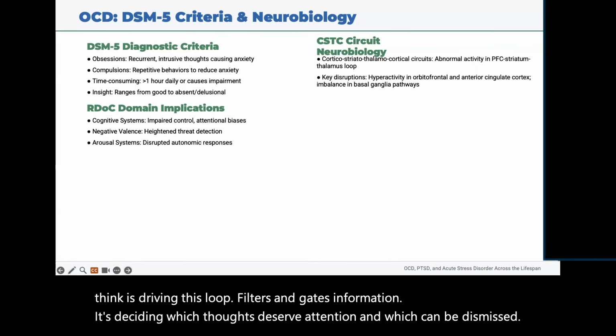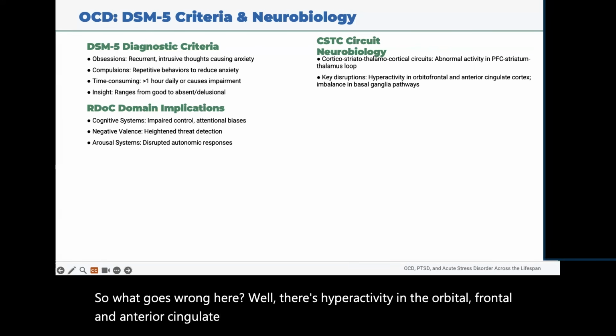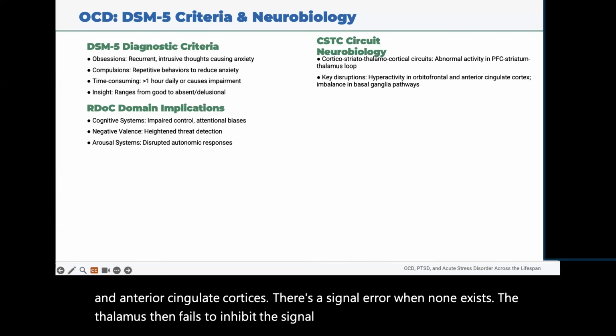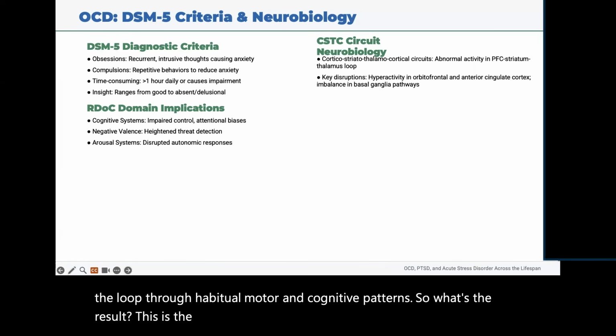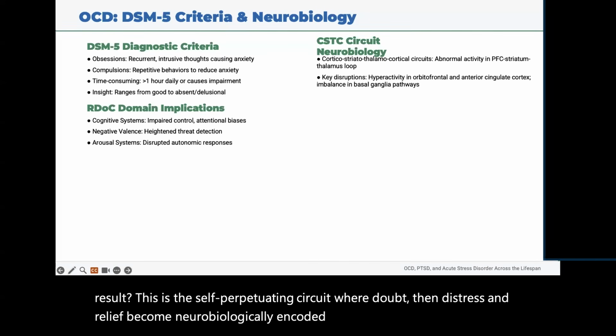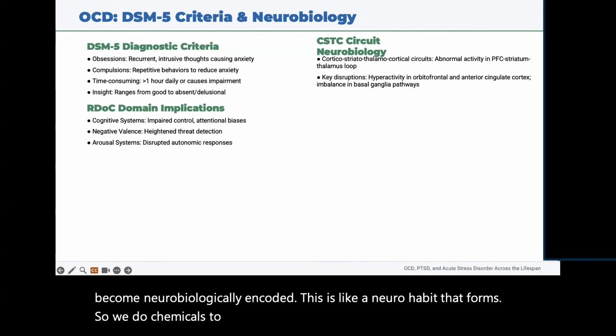So what goes wrong here? Well, there's hyperactivity in the orbitofrontal and anterior cingulate cortices. There's a signal error when none exists. The thalamus then fails to inhibit the signal, and the basal ganglia reinforces the loop through habitual motor and cognitive patterns. So what's the result? This is the self-perpetuating circuit where doubt, then distress, and relief become neurobiologically encoded. This is like a neurohabit that forms. So we use chemicals to try and break this neurohabit.